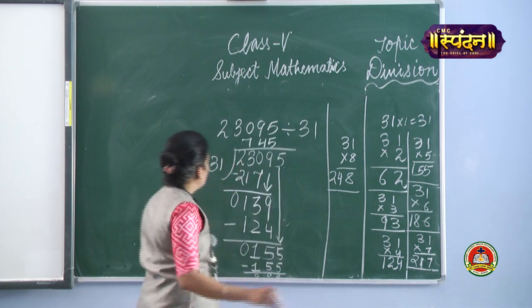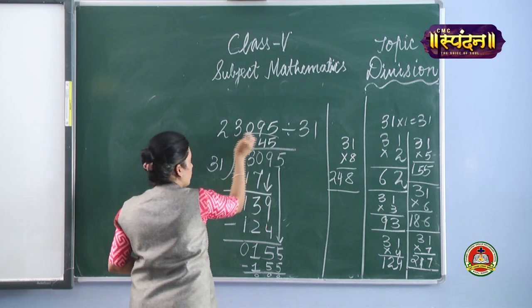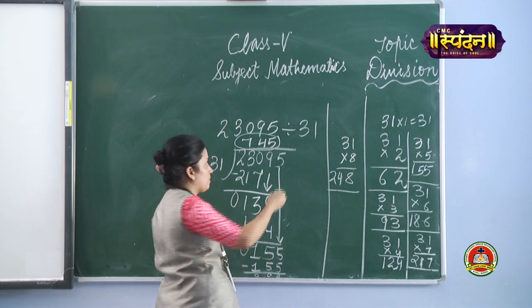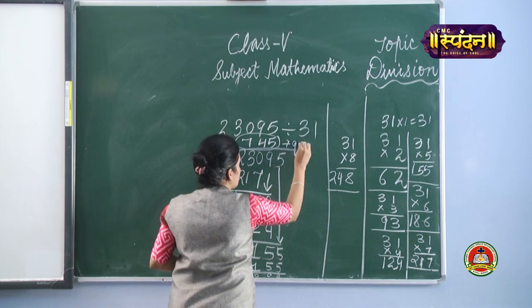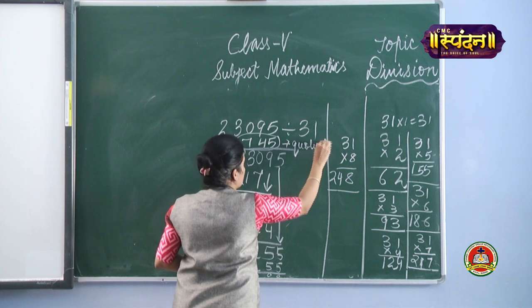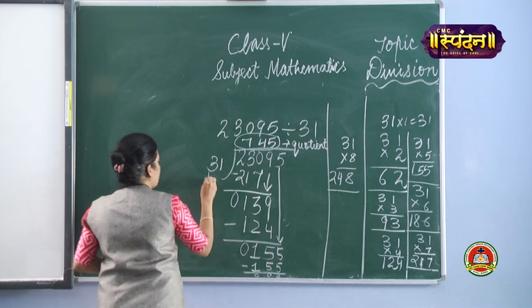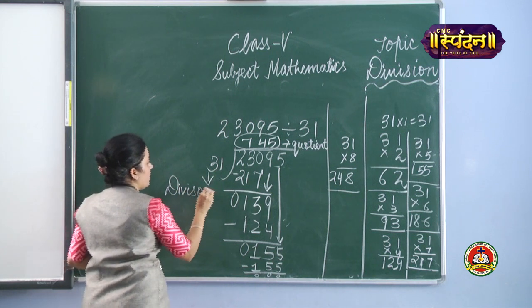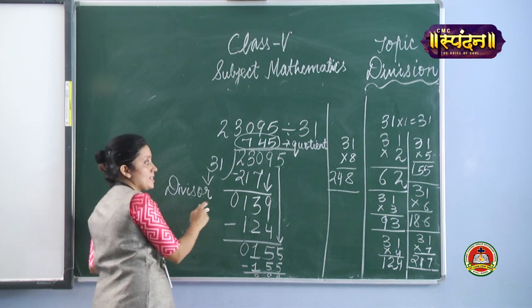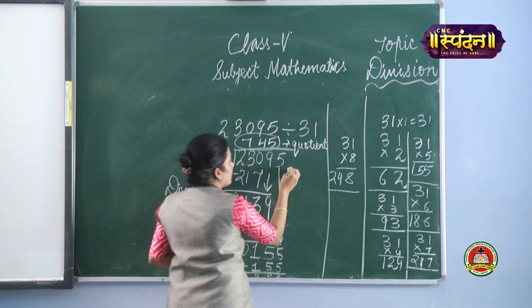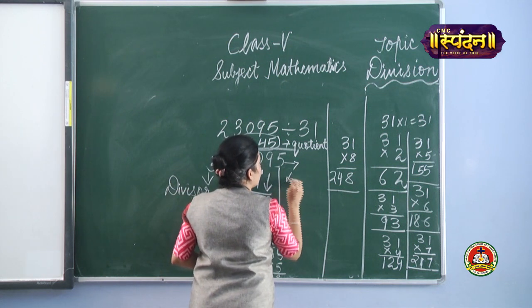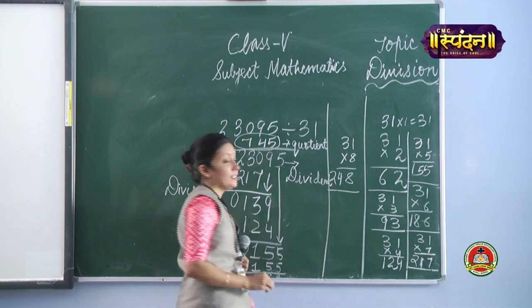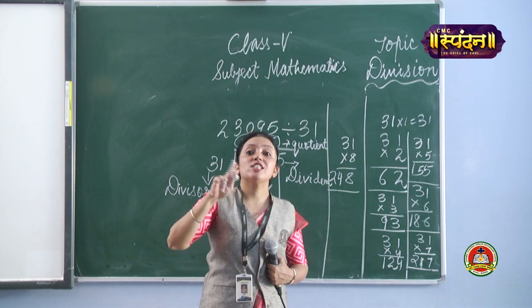Okay, let's see now. Let us make it very clear, children. I did this in part 1 also, but here I am going to explain it further. This is called the quotient, and this is your divisor, the number by which you are dividing, that is called the divisor, and this is called the dividend. What is this called, children? Dividend. It is D-I-V-I-D-E-N-D, dividend.